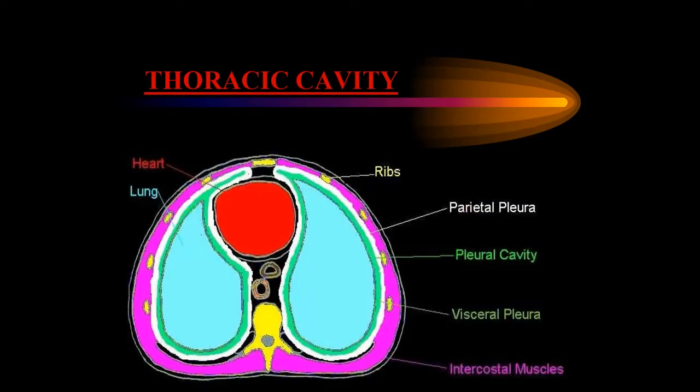The thoracic cavity consists of the thoracic wall, which includes the ribs, the sternum, and the vertebral column, and forms the cage. The lungs and the heart are inside. The pleural cavity consists of the parietal and visceral pleura, and the intercostal muscles take a big role in the breathing movements.